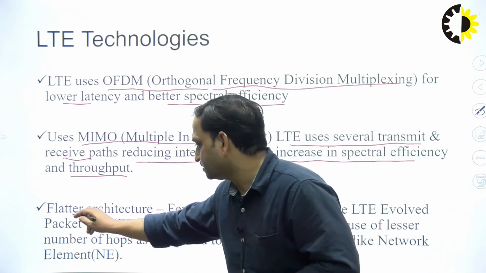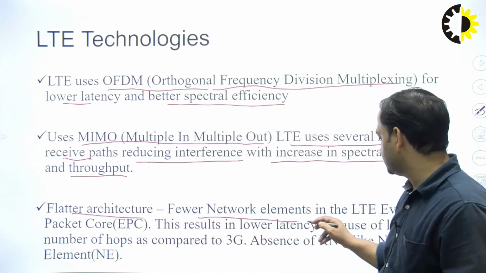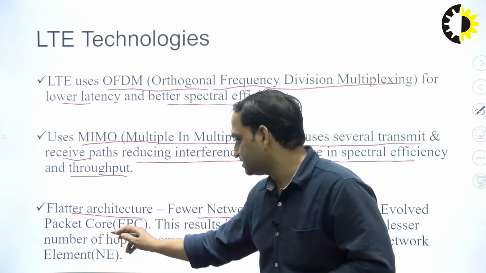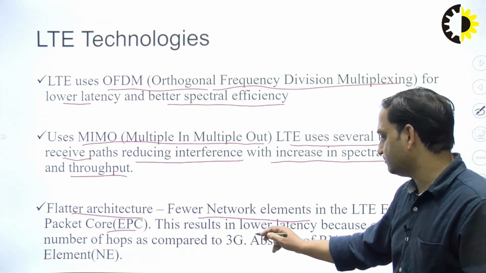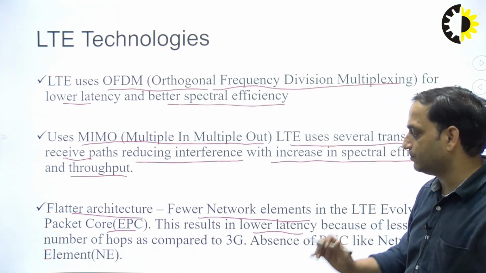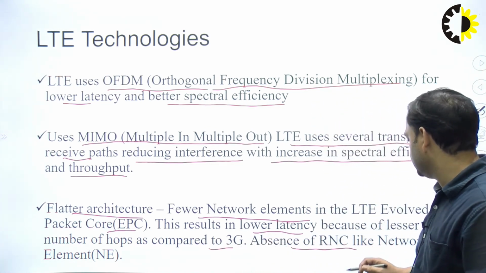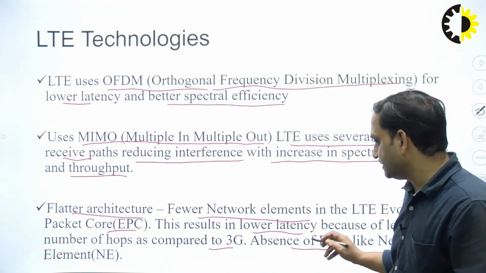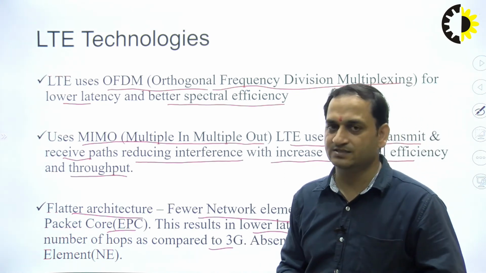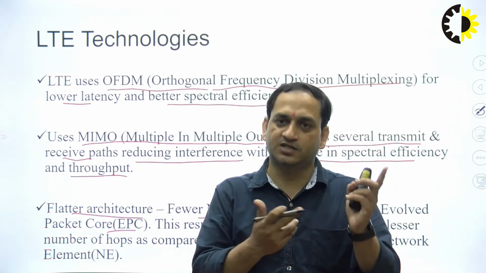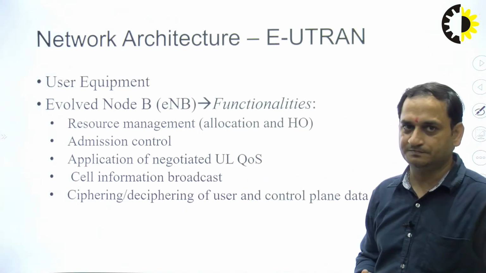This is a flatter architecture in LTE, with fewer network elements in the LTE evolved EPC. This results in lower latency because of the lesser number of hops as compared to 3G. Then there is the absence of the RNC, which linked the network elements. When the RNC is absent, the complexity of the network is reduced in the LTE system, but the RNC was there in the 3G system. You have to keep these things in mind when we discuss the LTE network.